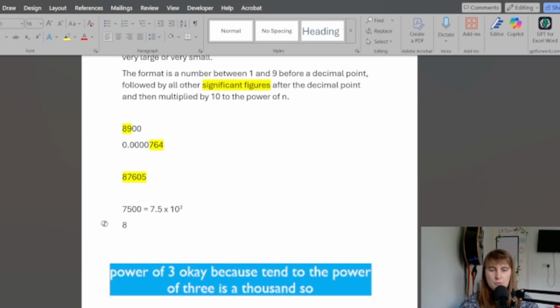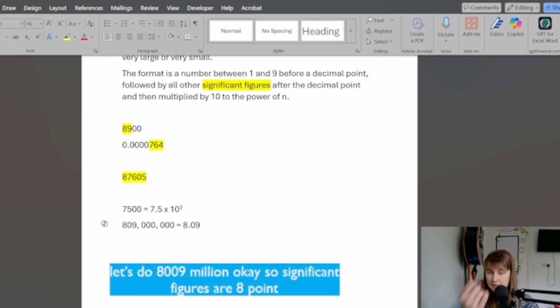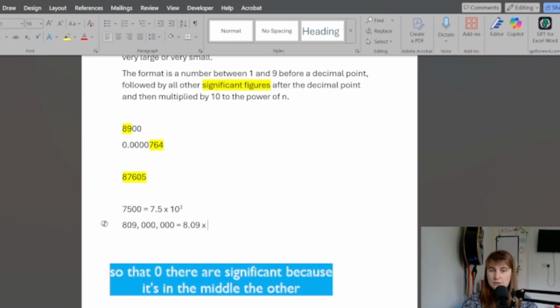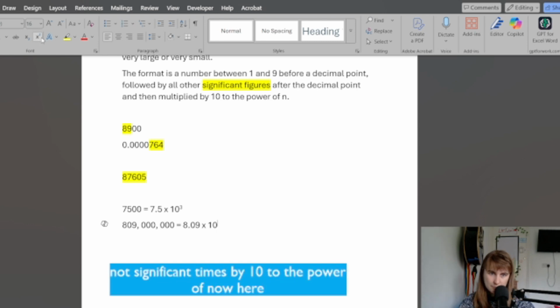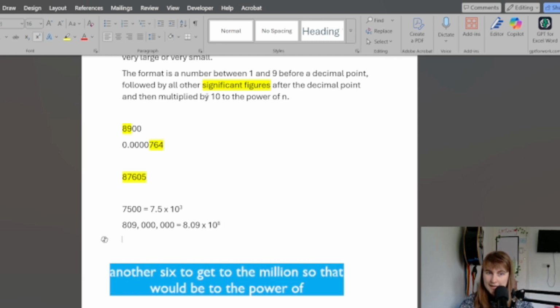So another example, let's do 809 million. Okay, so the significant figures are 8.09. That 0 there is significant because it's in the middle. The other zeros are not significant. Times by 10 to the power of, now here I would have to multiply twice to get 809 and then another 6 to get to the million. So that would be to the power of 8.